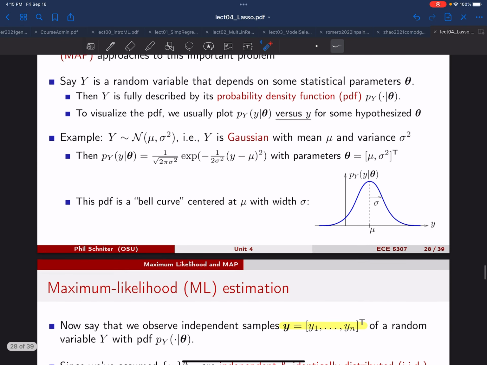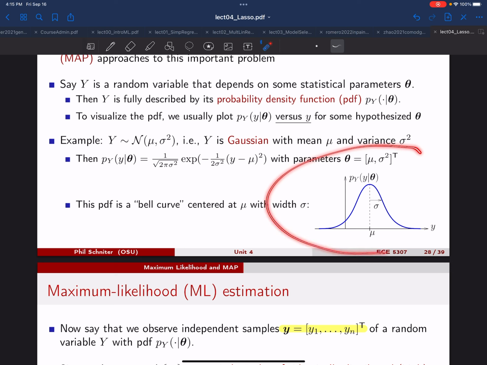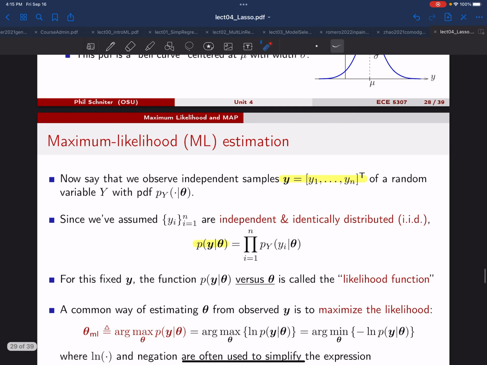That's very different from when you usually see pictures like this. In your mind, you're actually thinking of this as a function of y for fixed theta. That's not what we want to do anymore. We want to reverse it. We want to think of theta for fixed y. And when we do that, we give it a different name. For a fixed y, this function versus theta is called the likelihood function.